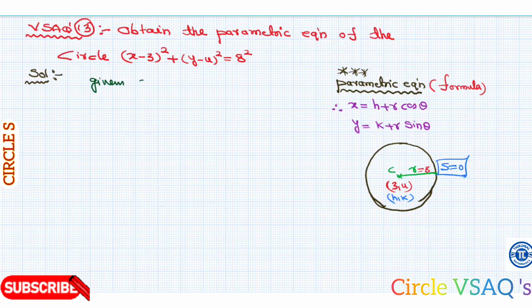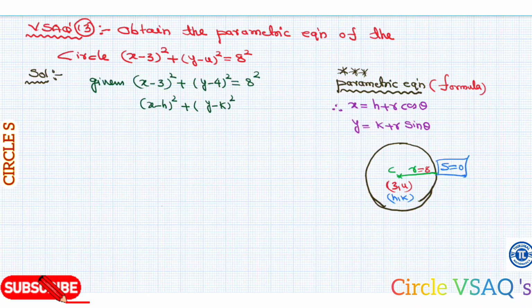Given the equation of the circle (x − 3)² + (y − 4)² = 8². It is in the form (x − h)² + (y − k)² = r², which is the standard form of the equation of a circle. Here, the center of the circle C(h, k) is (3, 4) and the radius of the circle is r = 8.